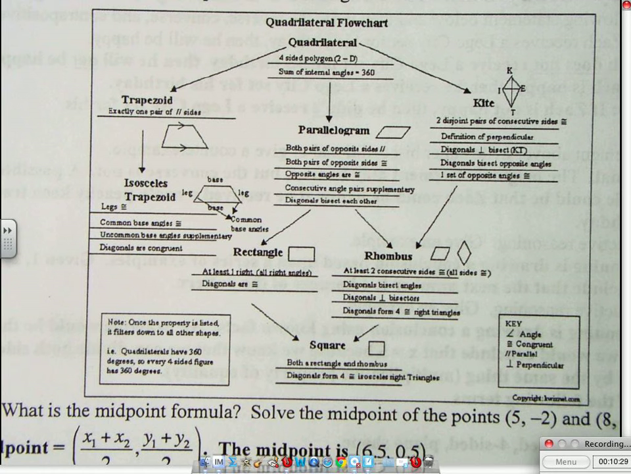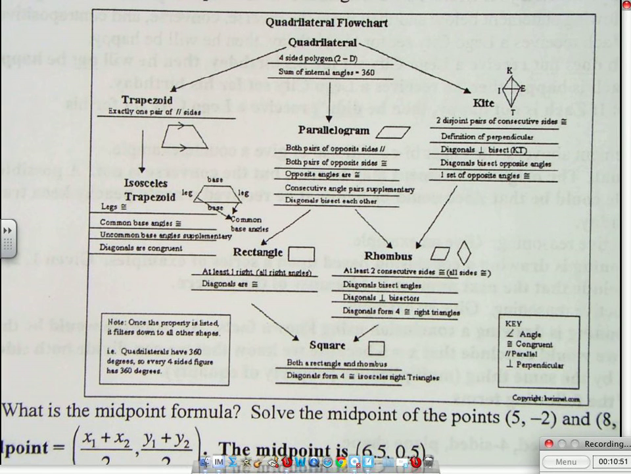Congruent right triangles. Square, both a rectangle and rhombus. Diagonals form four congruent isosceles right triangles. Kite, two disjointed pairs of consecutive sides are congruent. They are perpendicular bisectors. Diagonals bisect opposite angles and one set of congruent angles.